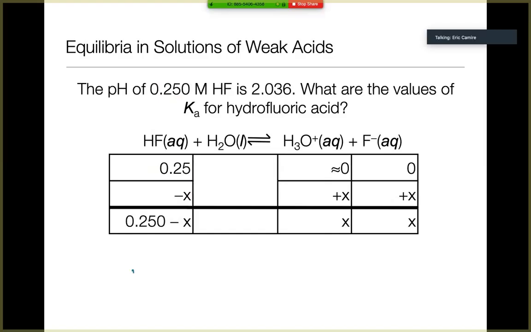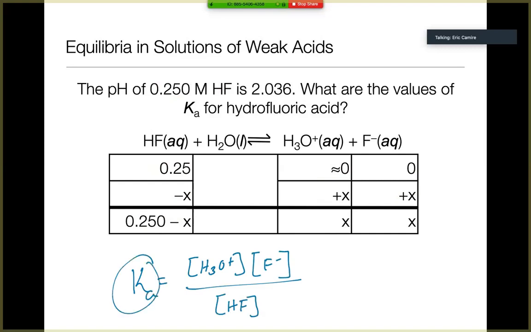We have our K expression. We know that's going to be hydronium times fluoride over HF, right? I'm solving for Ka, and so that means I need to know all of those values. Something that's a little bit different, this is what I mean by the critical thinking of these type problems. Usually I'd be kind of dead in the water here because I don't know my K and I don't know X.